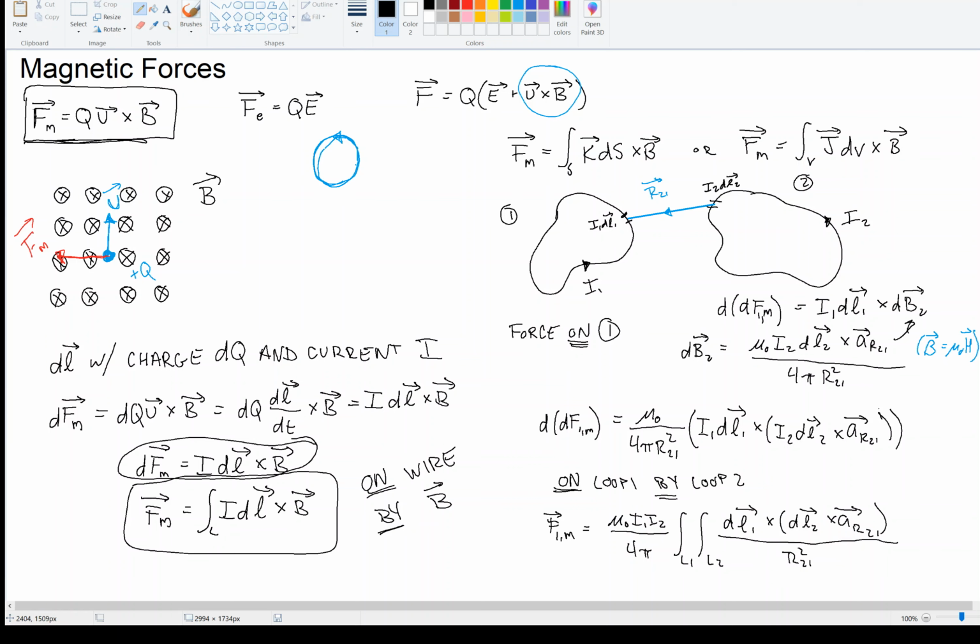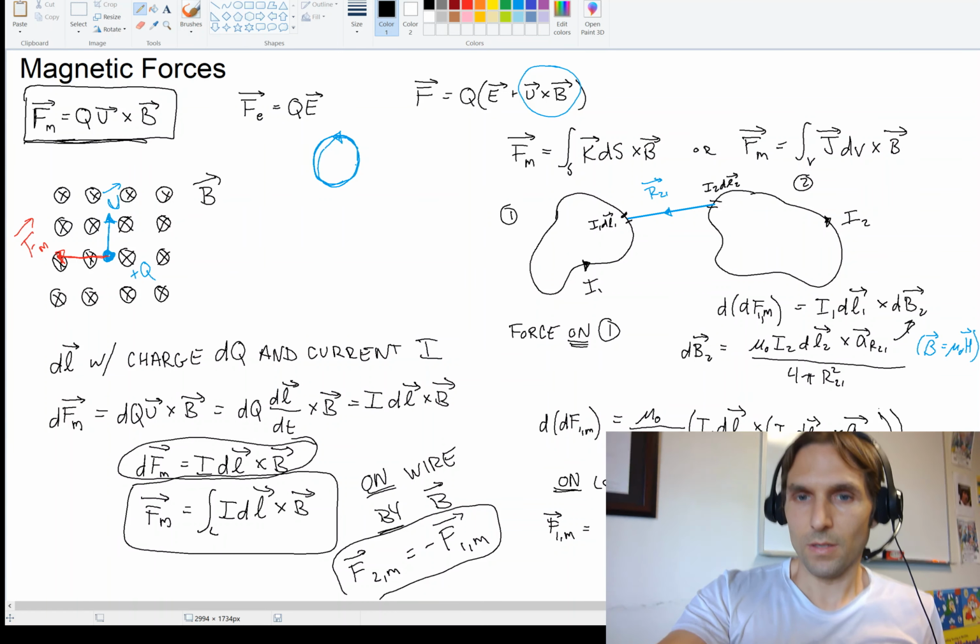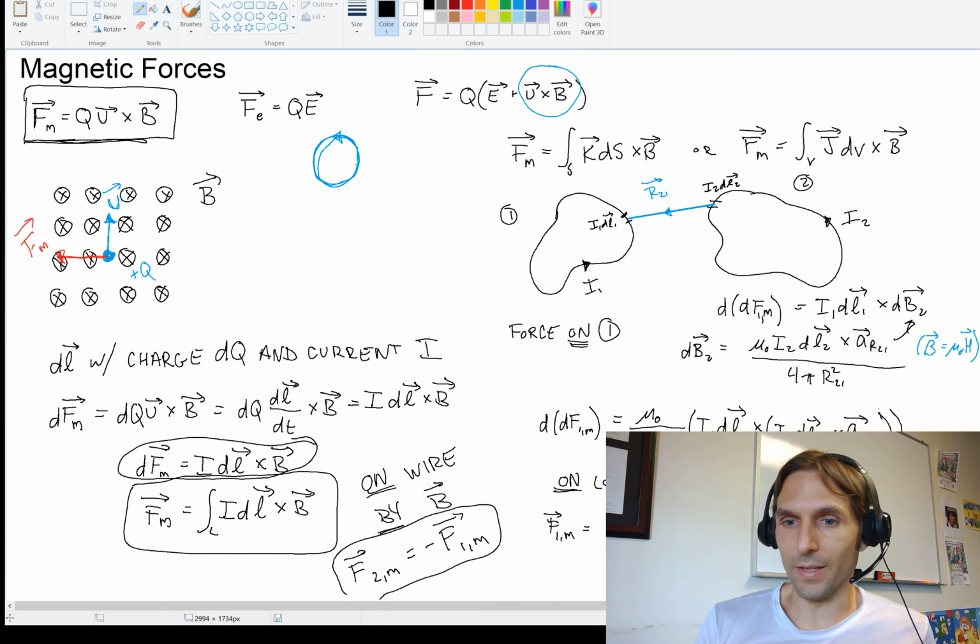And if we wanted the force on 2 by 1, then we would flip the subscripts. What you would see by applying some vector identities is that the force on 2 is equal and opposite to the force on 1, as we would expect from Newton's third law. All right, so let's now worry about calculating that integral, and let's look at some examples.